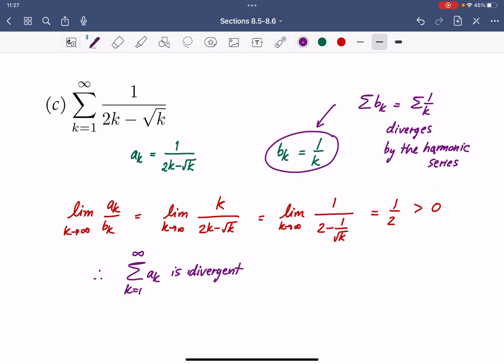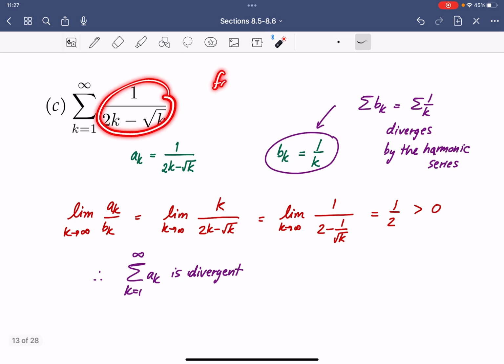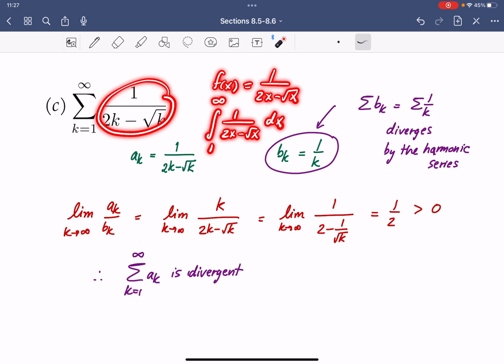Make sense? This is how you apply the limit comparison test. Try to pick a b_k that makes the limit easily computable, and then you hope for the limit that you get something bigger than 0, and then it's going to be divergent anyway. This one is much easier compared to something else. So if you want to use the integral test, you have to define f(x) equal to 1 over 2x minus square root x, and then you have to integrate 1 over 2x minus square root x from 1 to infinity dx. It's much harder if you use the integral test.